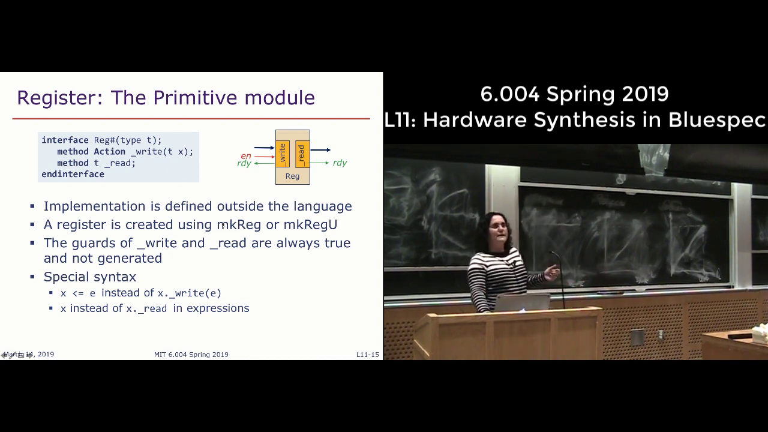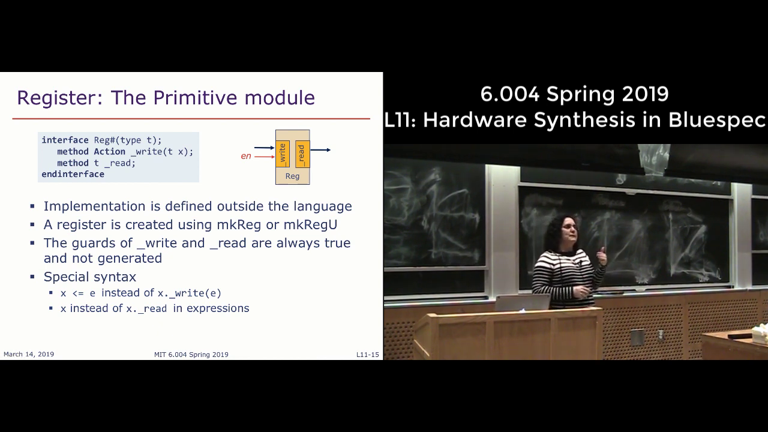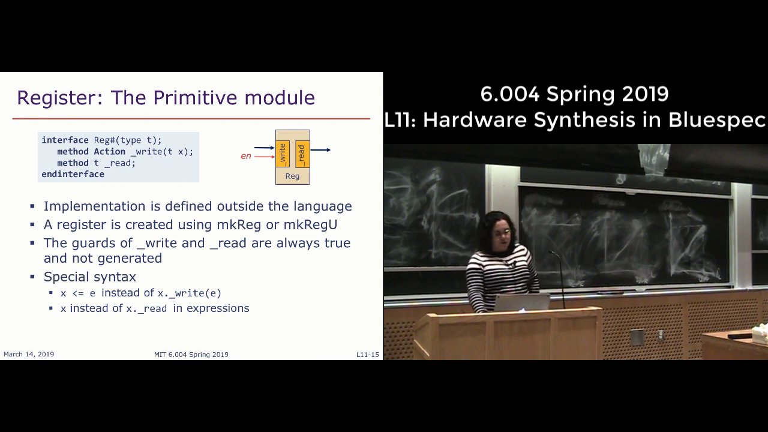So another way that we might picture this image of our register module is that even though officially we have these two ready signals, because they're always true, it's actually okay to think of a register as just looking like this, where it basically has data coming in and an enable, and you know that the guards are always true.